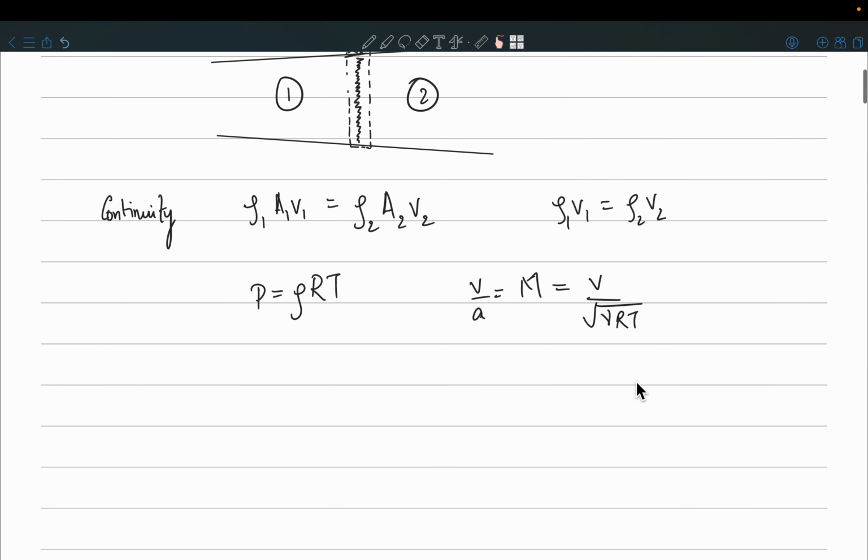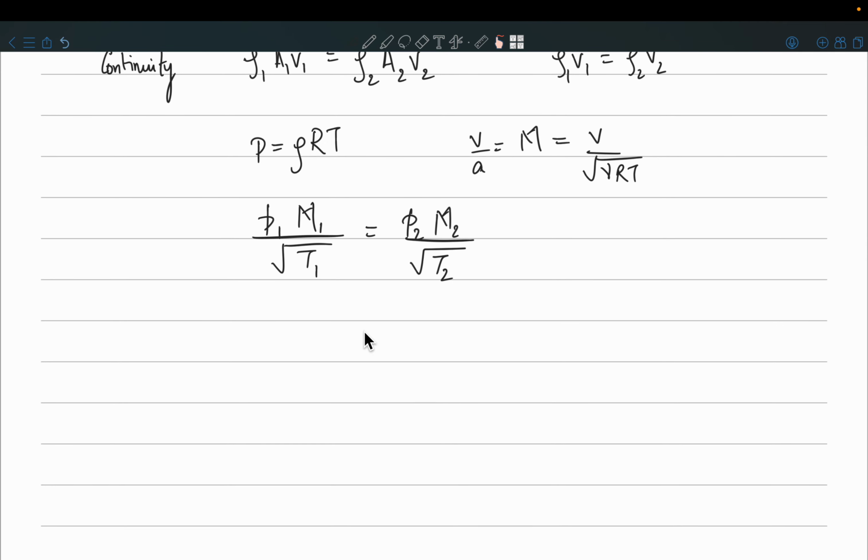What do I get? I hope you've seen this equation, P1 M1. I'm not doing each step, but this is how you will get to this equation. You're familiar with this equation, right? Okay, so this is one important equation, and the other one is from the energy equation.